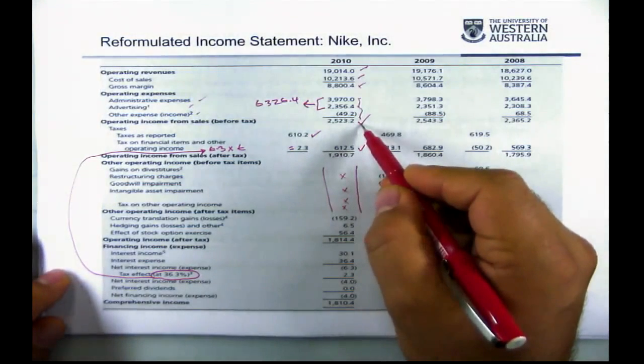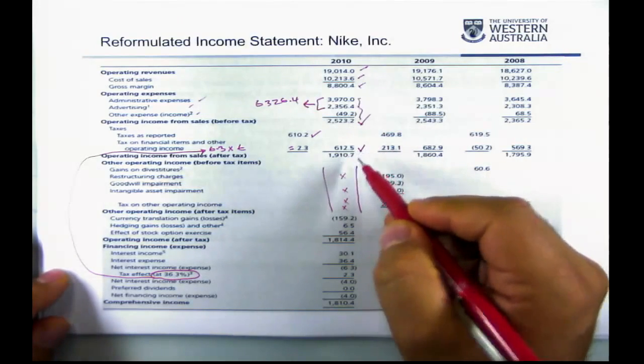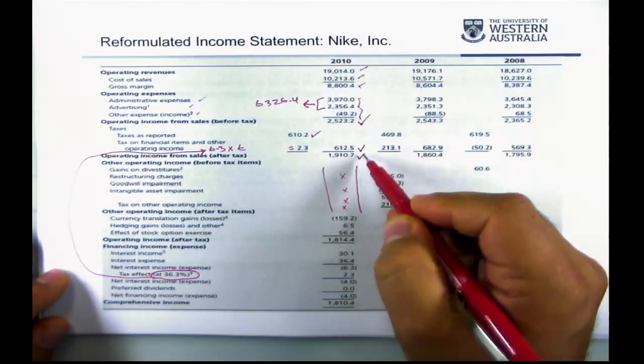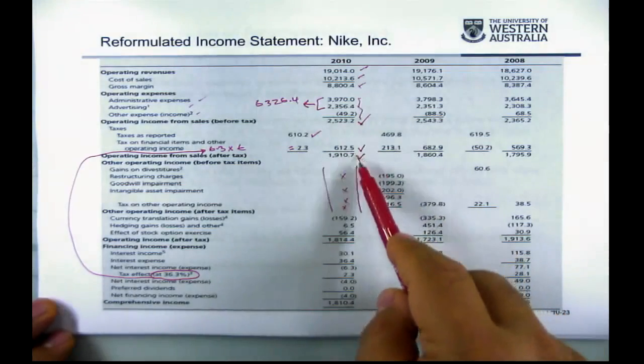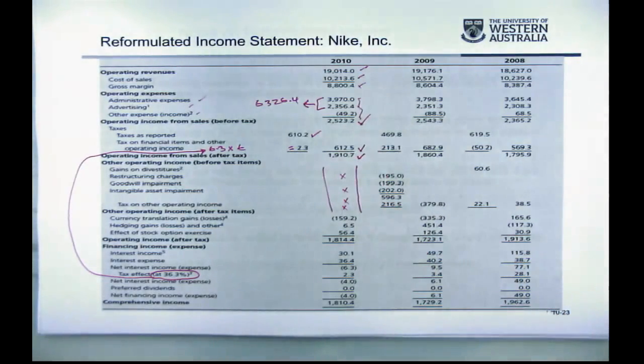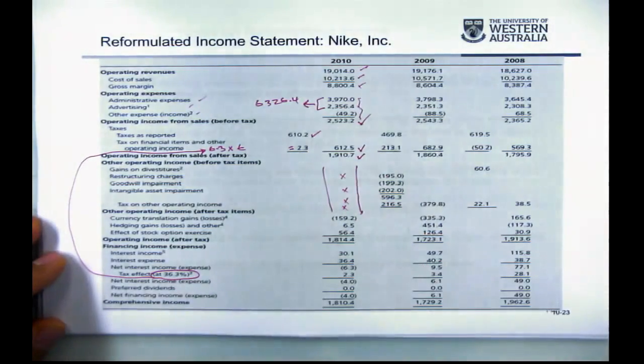Now, operating income from sales before tax minus the tax on this operating income gives us the operating income from sales after tax. So this minus this is the operating income from sales after tax. Make sense? We do not have any other operating items here, so we do not need to worry.